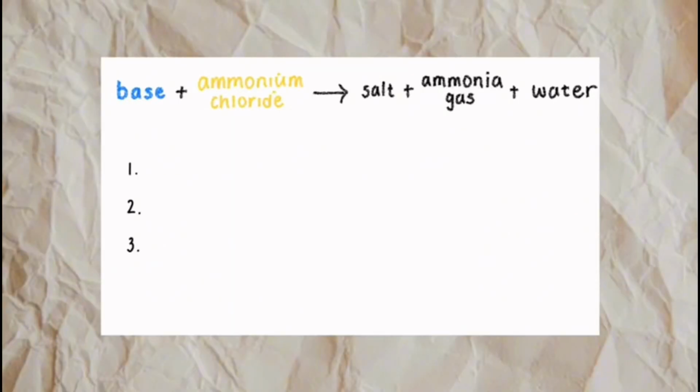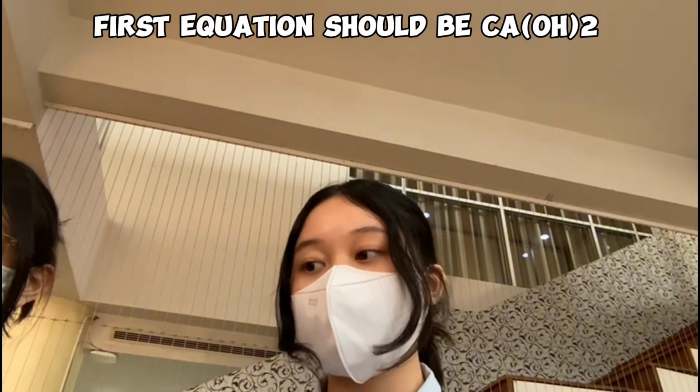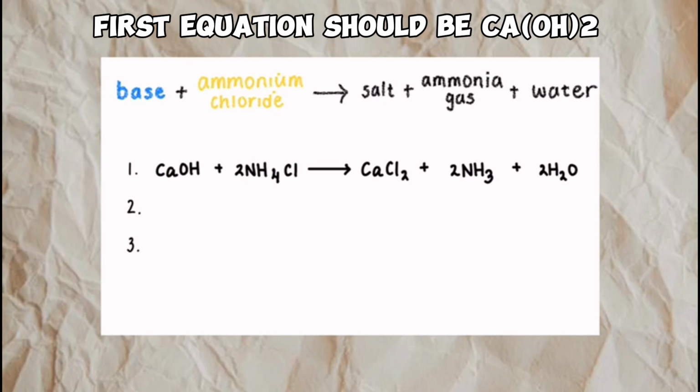The second example will be if you add base with ammonium chloride, it will produce salt plus ammonia gas plus water. The third example is if you add Ca(OH)2 plus 2NH4Cl, it will produce CaCl2 plus 2NH3 plus 2H2O. Thank you. Now Michelle will be explaining the two other examples.